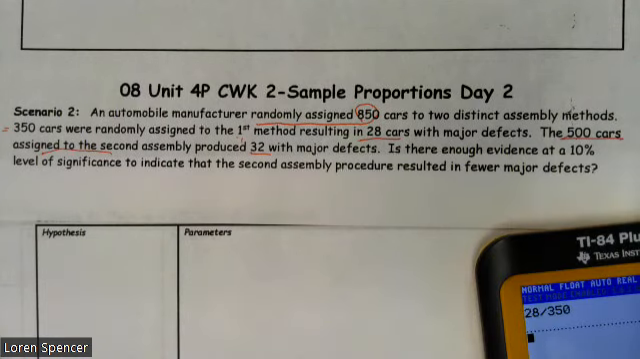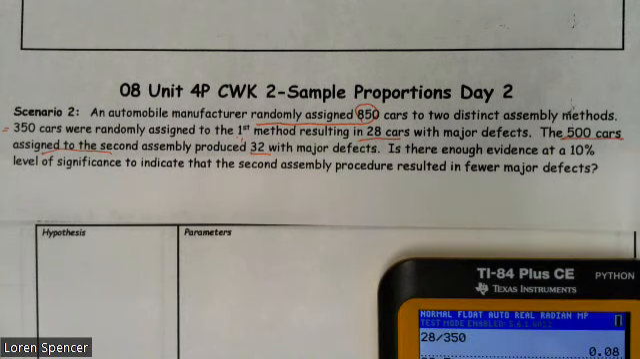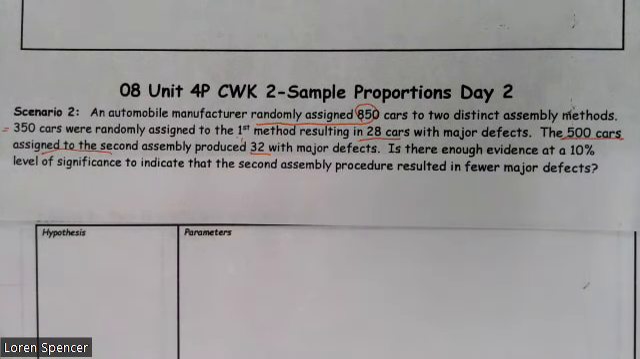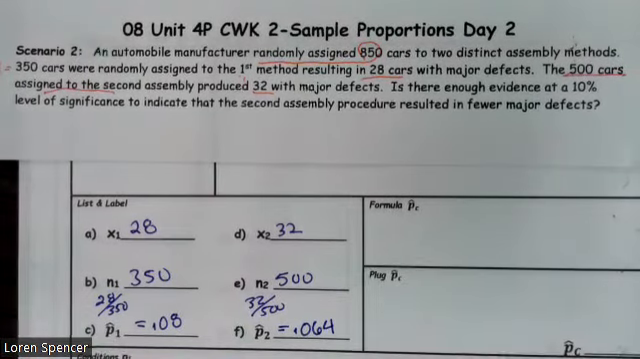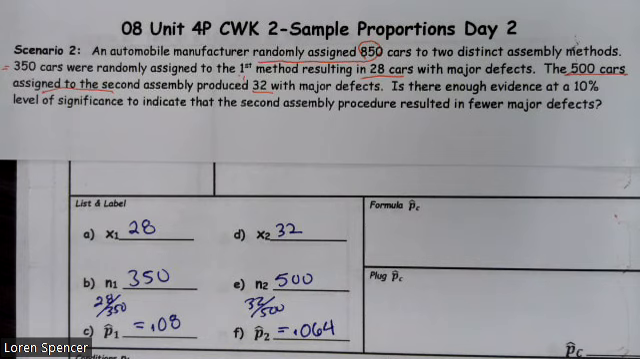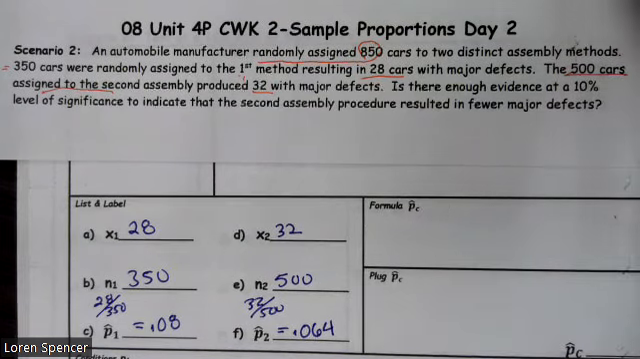But over here, we have 32 divided by 500. 32 divided by 500 equals 0.064. So we can see right away that method 2 had some fewer defects. The question is, is it statistically significant? So that's why we have to run a hypothesis test.